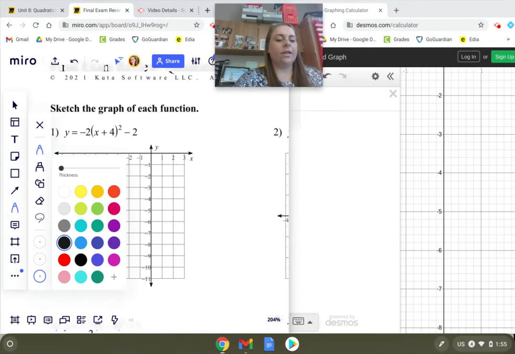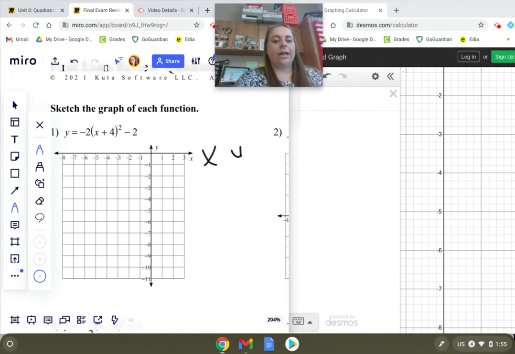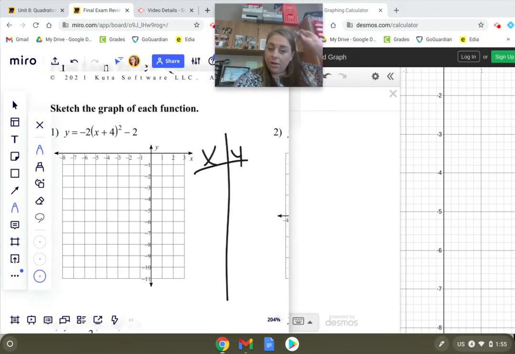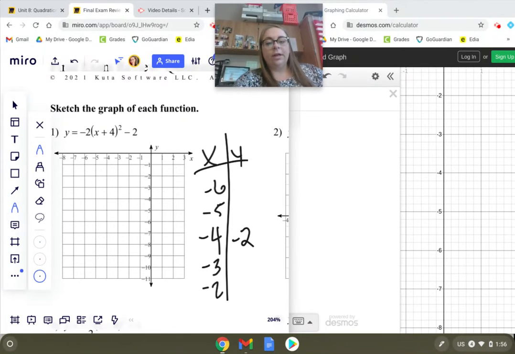So I always want to start this by trying to create a table, and I want to find the point that's in the middle. So the vertex for this one, remember our h and k. h is +4, but we want to flip that, so it's going to switch to a -4. And k is going to stay the same, so -2. So that's my middle point. Now we want to go up and down from there. So -4, -3, -2, and then -5, -6.